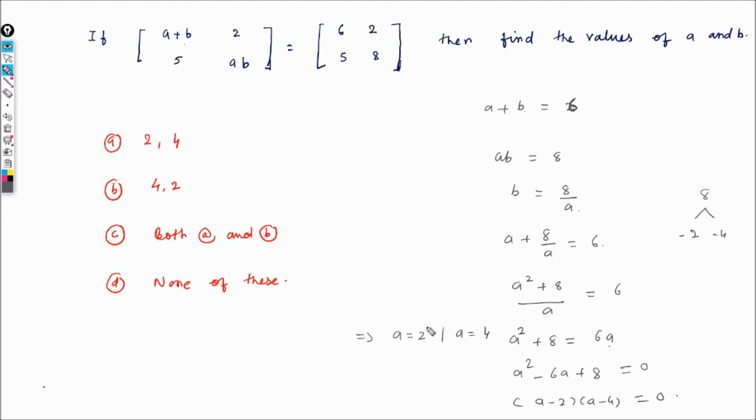So if we take A is equal to 2, B is equal to 4. So let us check the options here. A is equal to 2 and B is equal to 4. So our answer will be option A.